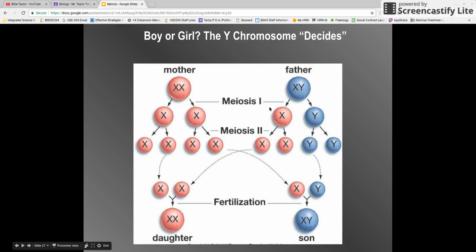Now, we have meiosis 1 occurring, meiosis 2 occurring, then we have fertilization, and depending on if the father's X chromosome is dominant or the father's Y chromosome is dominant, that's going to determine whether the new offspring is a male or a female. If the father's X chromosome becomes dominant in this fertilization process, you will have 2 X's and you will have a daughter, because the mother only provides X's. If the Y chromosome from the father is dominant, well, then you will have XY, and XY is a son, a biological male. So again, the Y chromosome decides whether an organism is biologically male or biologically female.